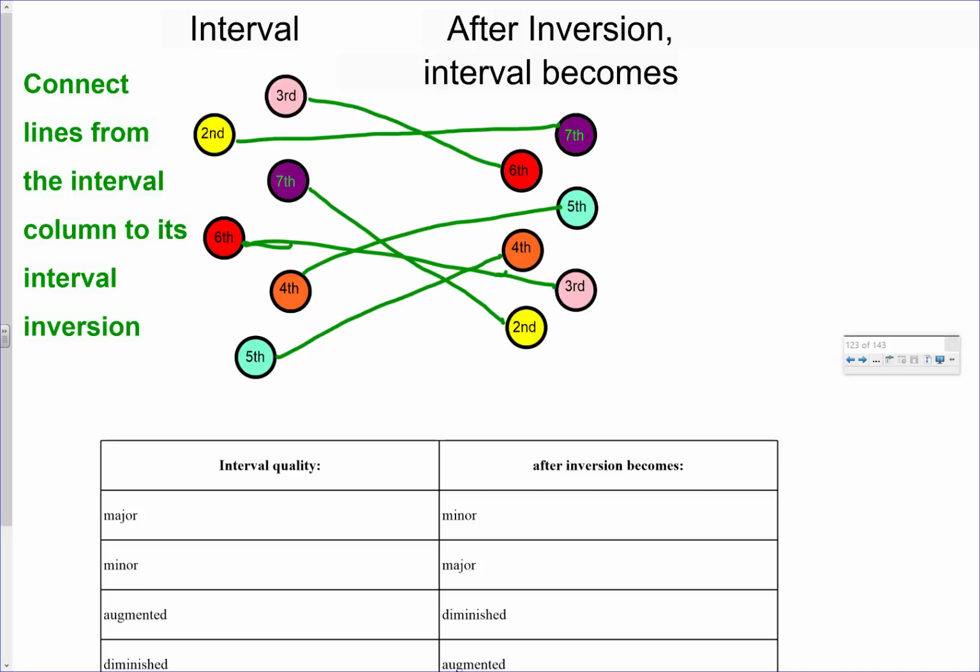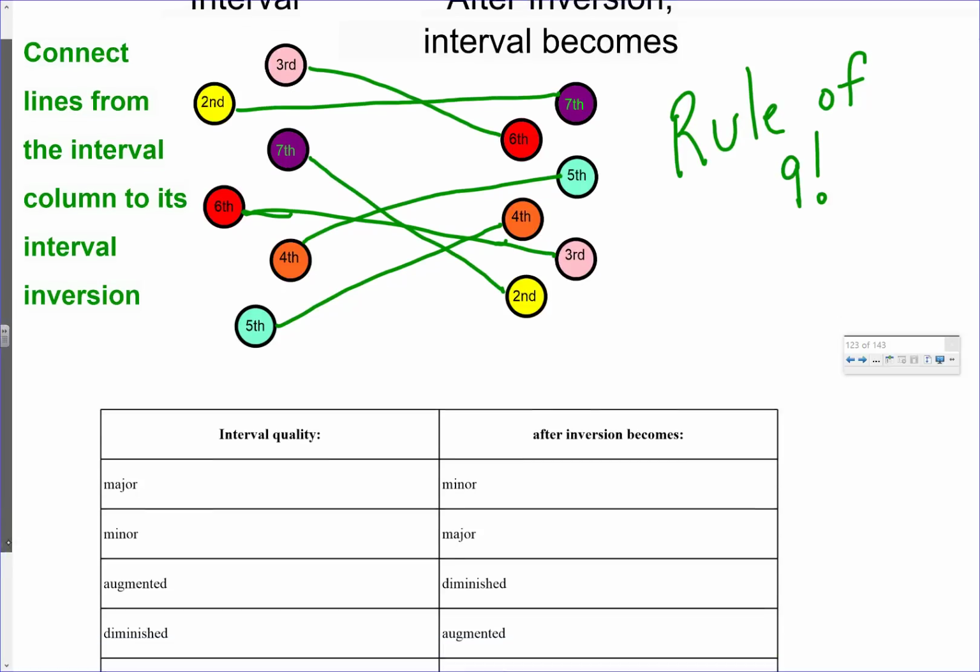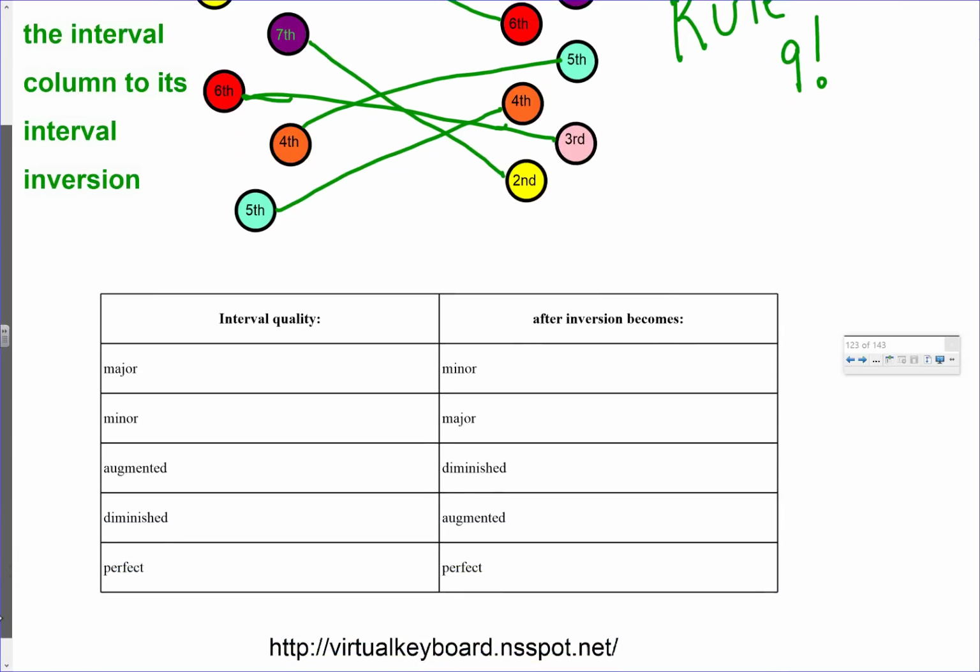And hopefully your lines look similar to mine, because remember, when we're dealing with inversions, we're dealing with the rule of 9. So we want them to add up to 9. Here's a chart which sort of explains things really nicely for us.